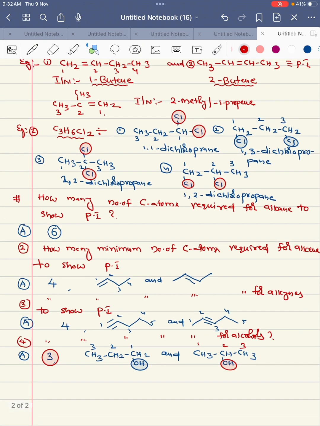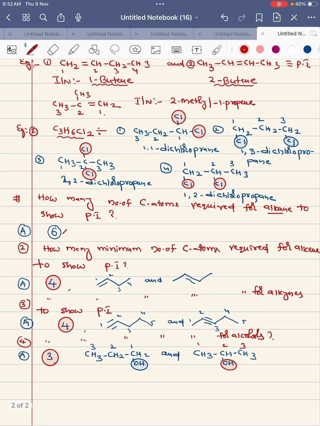So the minimum number of carbons required for alkanes, what is your answer? It is 6. How many minimum carbons are required for alkene to show position isomerism? What is your answer? The answer is 4. How many minimum carbons are required for alkynes to show position isomerism? The answer is 4. How many minimum carbons are required for alcohols? Your answer is 3. So is it clear, students?